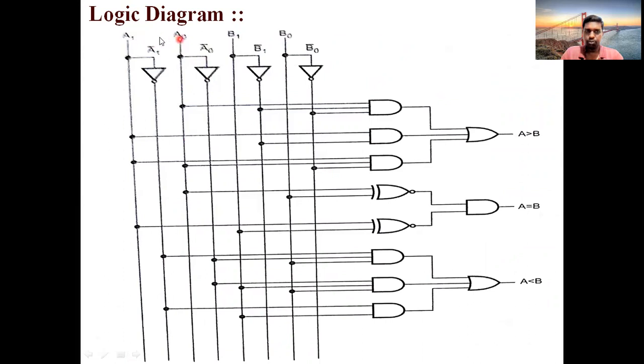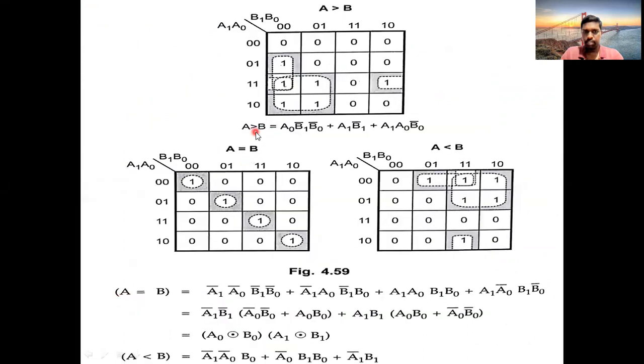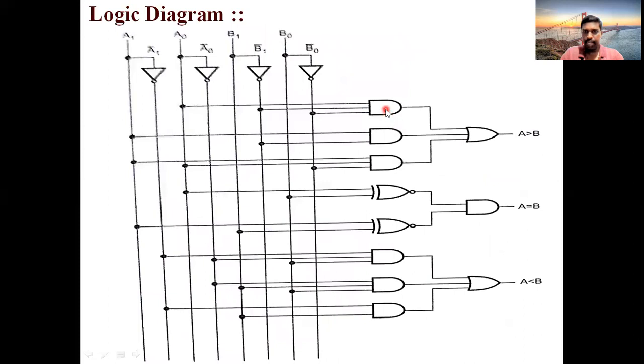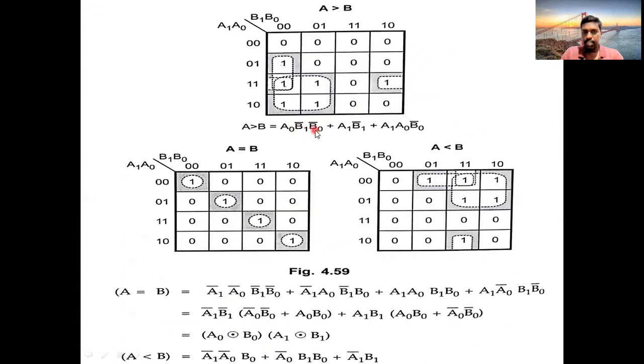First of all, you take the inputs A0, A1, B0, B1, and their complementary forms A1 bar, A0 bar, B0 bar, B1 bar. Take all the complementary forms by using inverters. Now, if we carefully observe the expression, you are having one product term, second product term, total three product terms. So you take three AND gates, and these three AND gates are linked with one OR gate. Why? Because these three product terms are summed with each other.